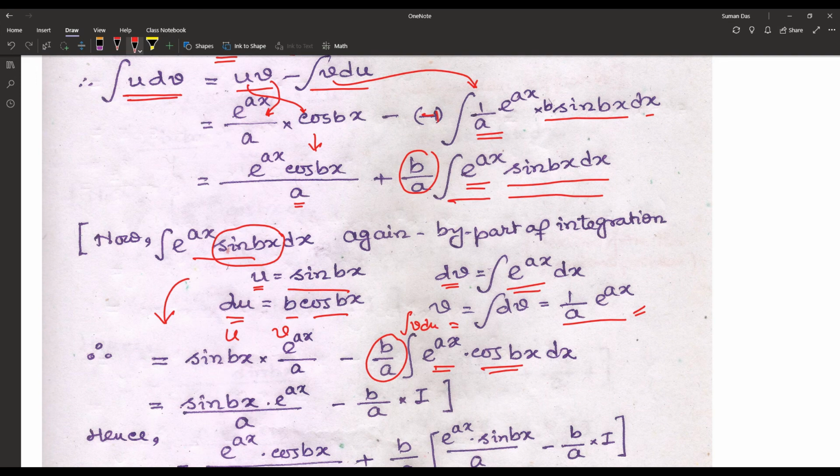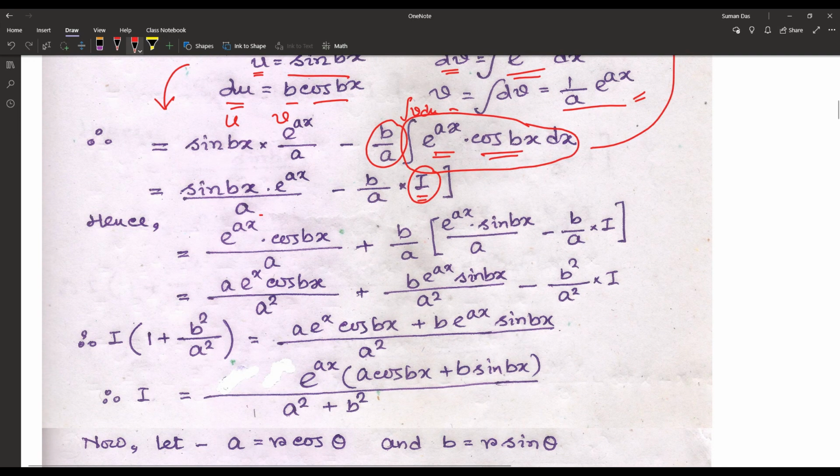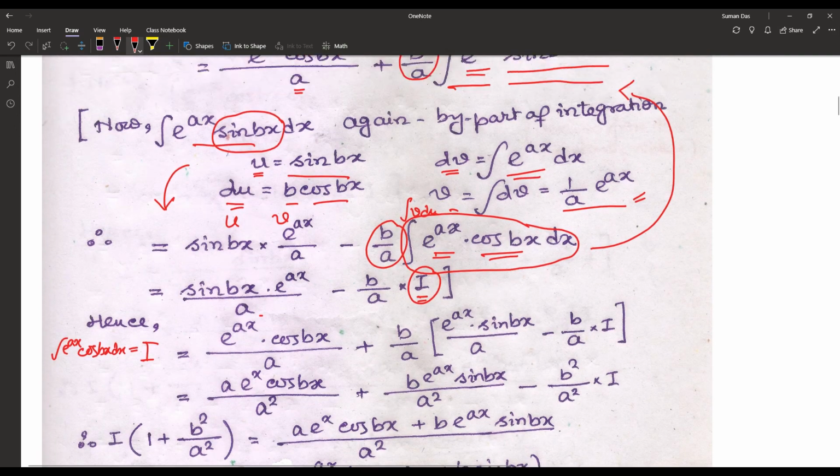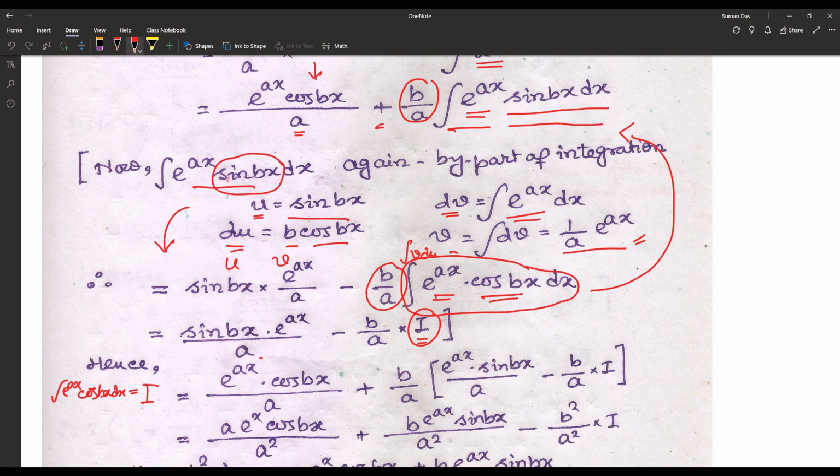Now look at the integration part, that is particularly our I. So we are writing it as I. So here the integration of e to the power ax sin bx becomes sin bx e to the power ax divided by a minus b by a into I. So we come back to the main integration, which previously we chose as I. That means integration of e to the power ax and cos bx dx is equal to e to the power ax cos bx by a, and as here that one was plus, we are writing it as plus b by a, and integration of e to the power ax sin bx has become the result as that one.